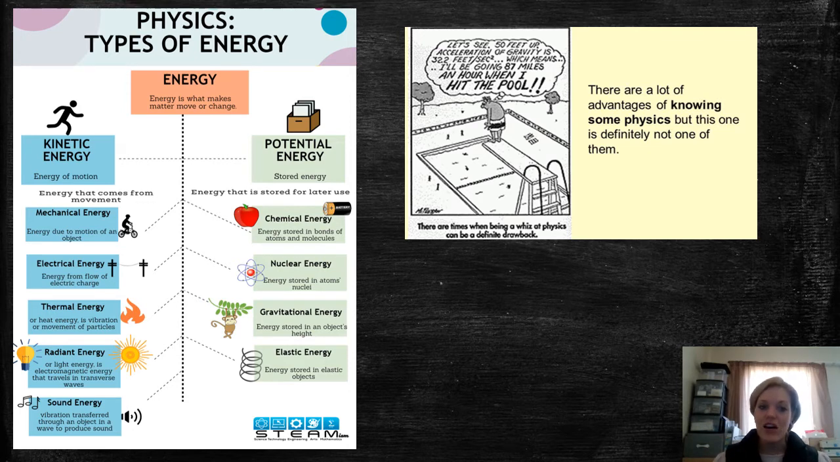Thermal energy is heat energy, a vibrational movement of particles. So obviously, the hotter it is, particles are going to move faster within a container, within a space. Radiant energy is light energy, so photon energy. And then sound energy is a vibration transferred through an object in a wave to produce the sound. In grade 10, we go into a little bit more detail when it comes to light and sound. We look at electromagnetic waves as energy transfer. It's actually very cool, very interesting.